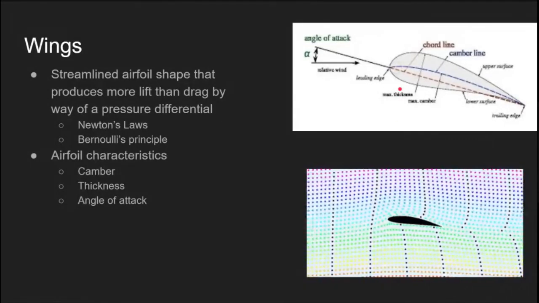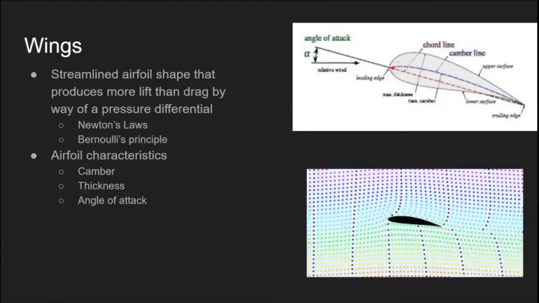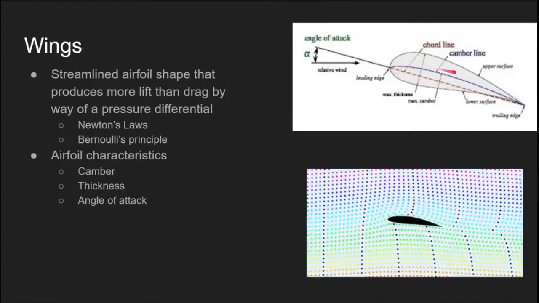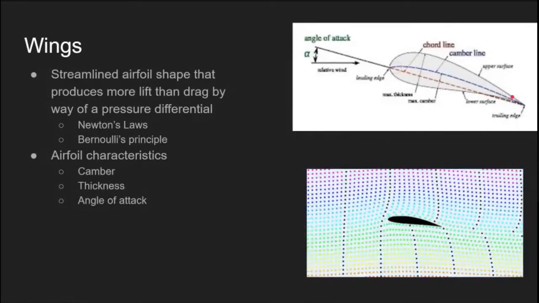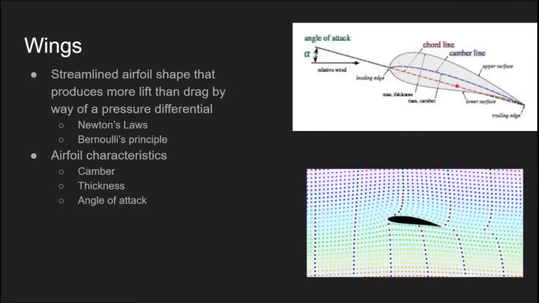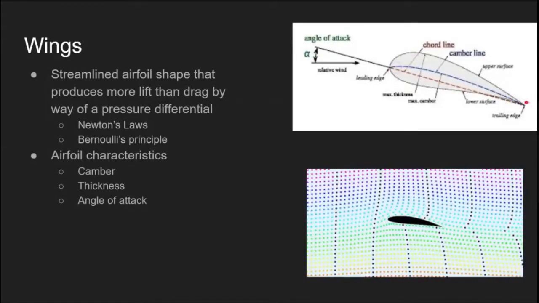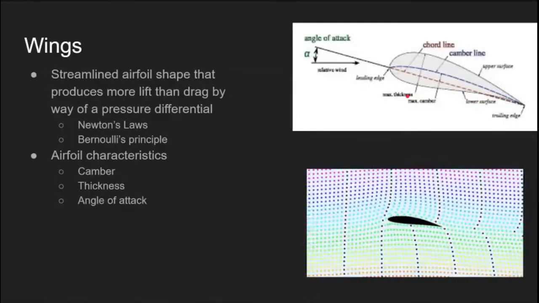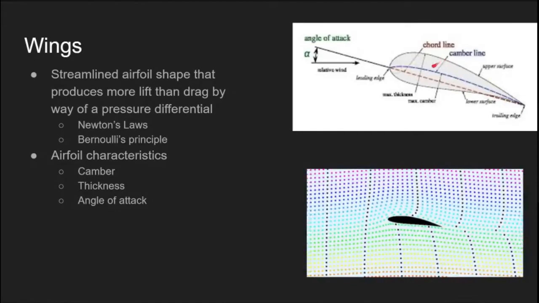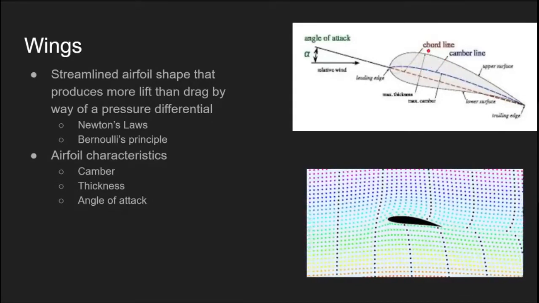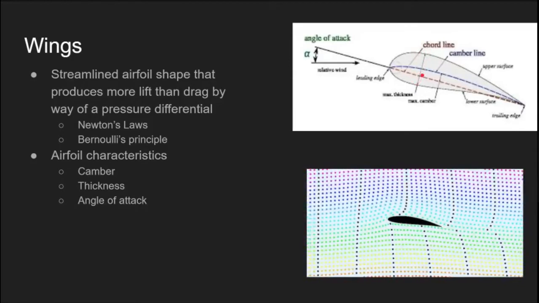I know you guys studied camber in VD as well, but this is a different type of camber. So the camber basically describes the curvature of the airfoil. A larger camber will mean an airfoil that's curved a lot more aggressively from the leading to the trailing edge. And then you have your thickness, which is basically the thickness between the upper and lower surface.